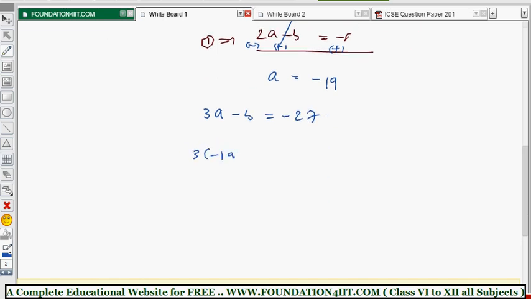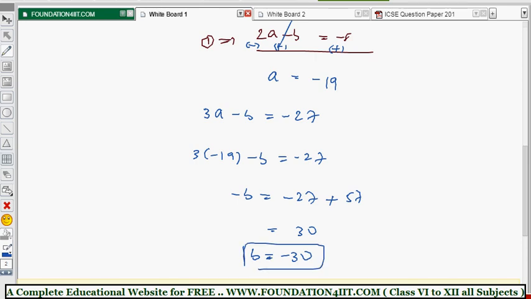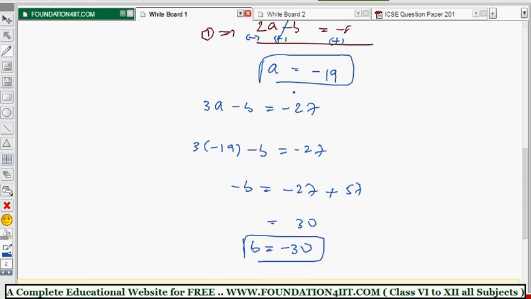So 3 into minus 19 minus b is equal to minus 27. Then minus b is minus 27 plus 19 into 3, 57. So that is 30. Then b is equal to minus 30. a is minus 19 and b is minus 30. These are the values of a and b.